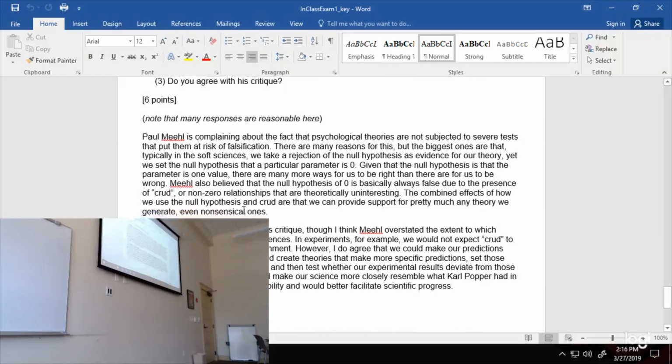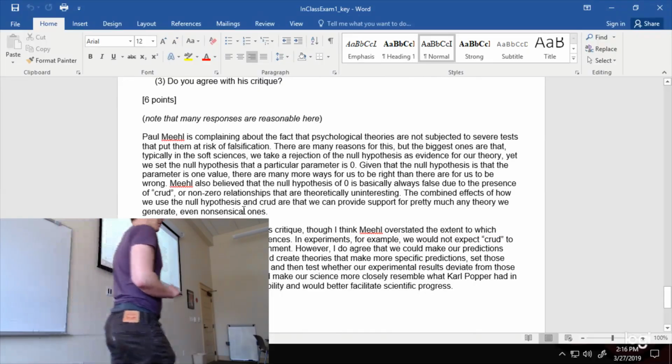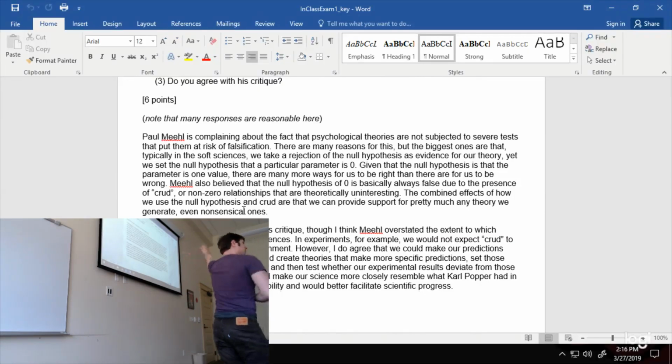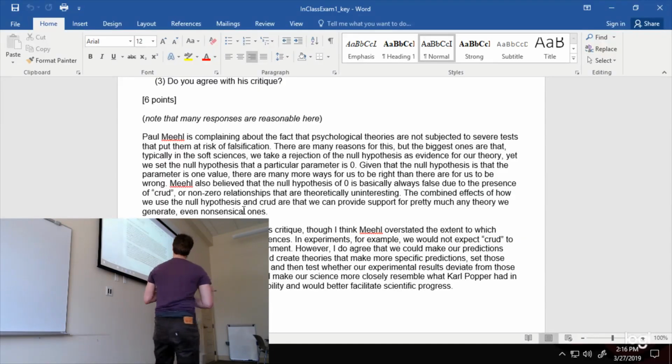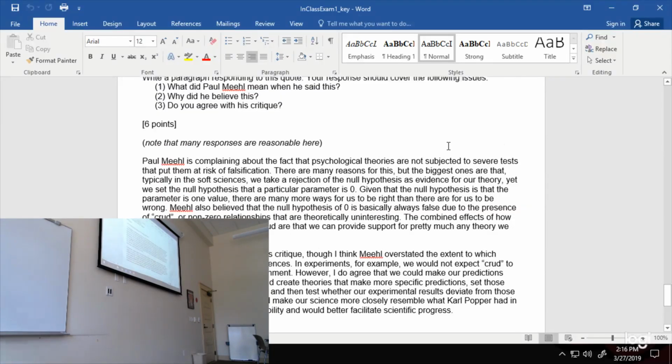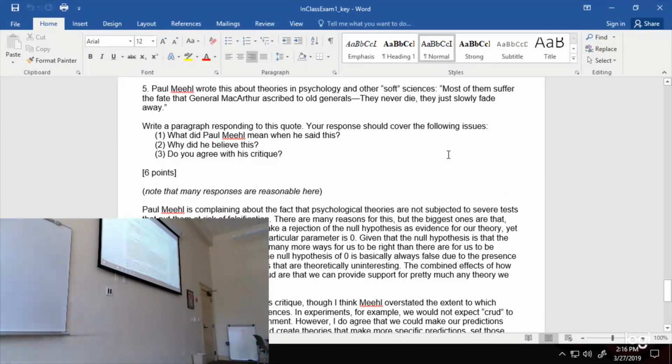But one thing I wanted to highlight, because it's going to be relevant for the next take-home, was this problem. Actually, people did pretty well with this problem, describing what this quote by Paul Meehl means. A couple things didn't come up, but they're a little more specific to what might be an issue in psychology. I was not terribly harsh in my grading on them, but they're good points to note. One of the things that might be special about psychology is this idea of crud.